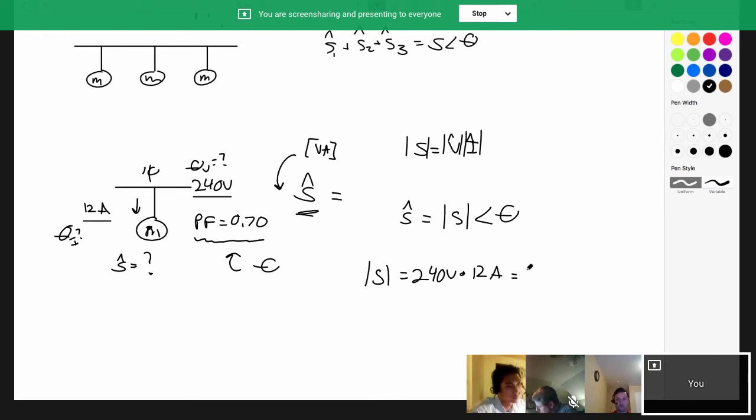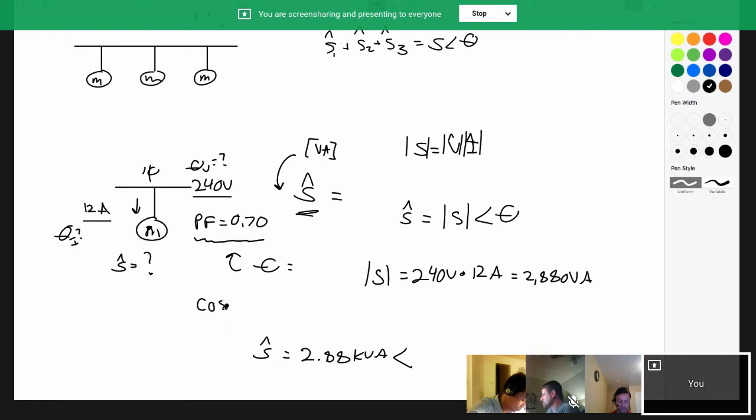2880 volt amps. Okay. Do we know our angle yet? No, right? Someone go ahead and find that angle for me. How do we find that angle? 45.57. Yep, 45.57. I'm going to say 45.6.